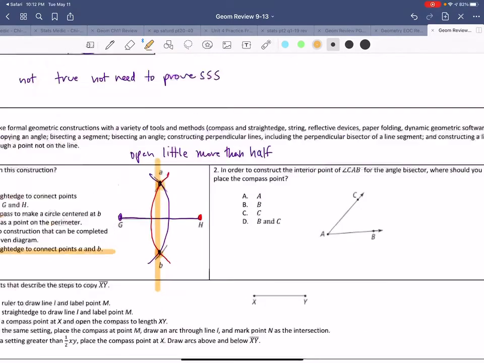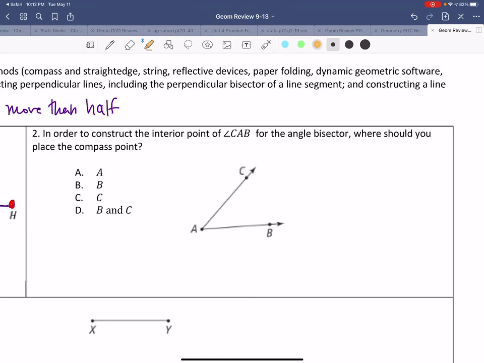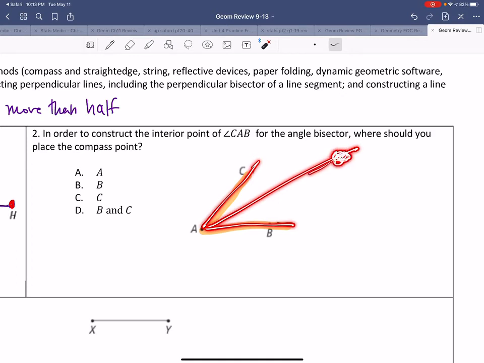Question number 2. In order to construct an interior point of angle CAB. Yeah. So interior point meaning I need a point somewhere in here, right? Because I'm trying to cut this thing in half, right? So if I'm going to cut it in half, I need to figure out where this line goes so that I can cut this in 2 equal pieces, right? In order to construct an interior point for the angle bisector, where should you place the compass? Okay, so you're going to place the compass on B and make an interior point, and then you're going to place it on C and make an interior point, and where they meet, you're going to connect those lines.